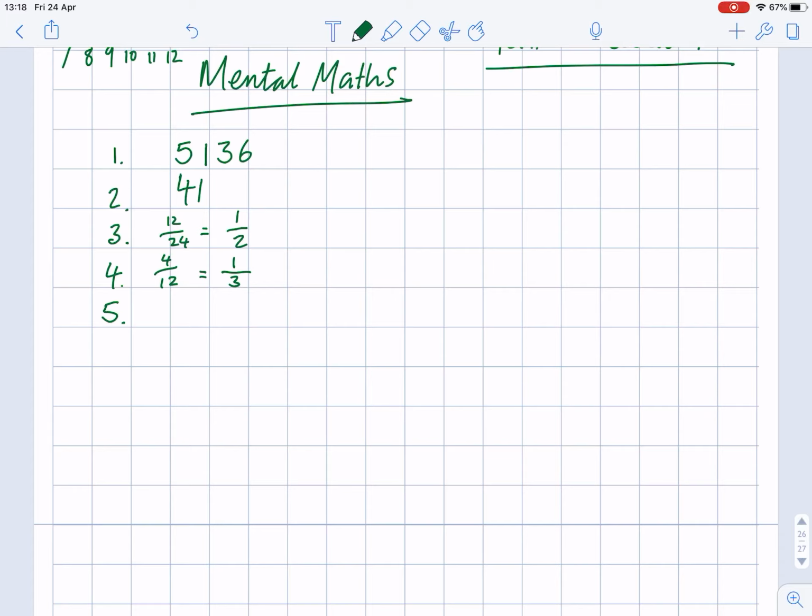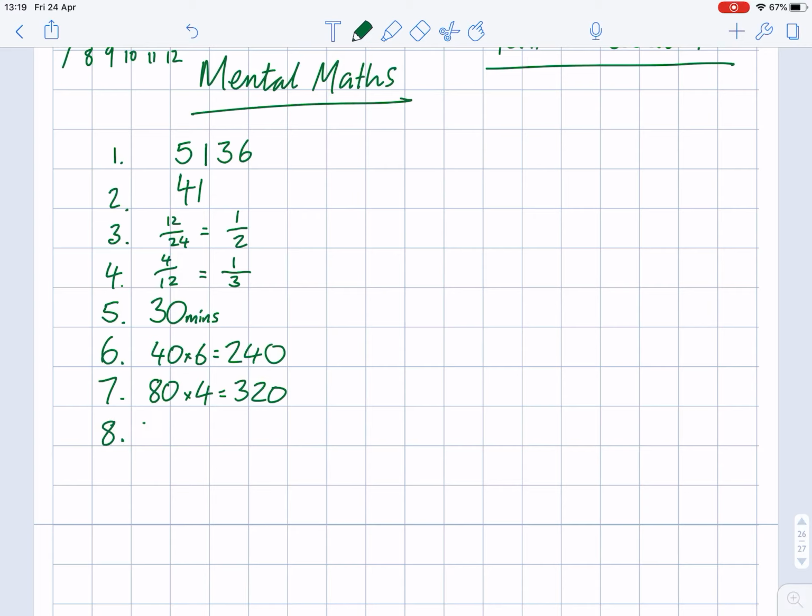Question 5, subtract 90 minutes from 2 hours. You need to convert 2 hours into minutes, which is 120. And then subtract 90 from it. So the answer is 30 minutes. Question 6. 40 multiplied by 6. Well, 4 6s are 24, and I need to make my answer 10 times bigger. Question 7. 80 multiplied by 4. Again, I know that 8 4s are 32, and again, I need to make my answer 10 times bigger, because 80 is 10 times bigger than 8.